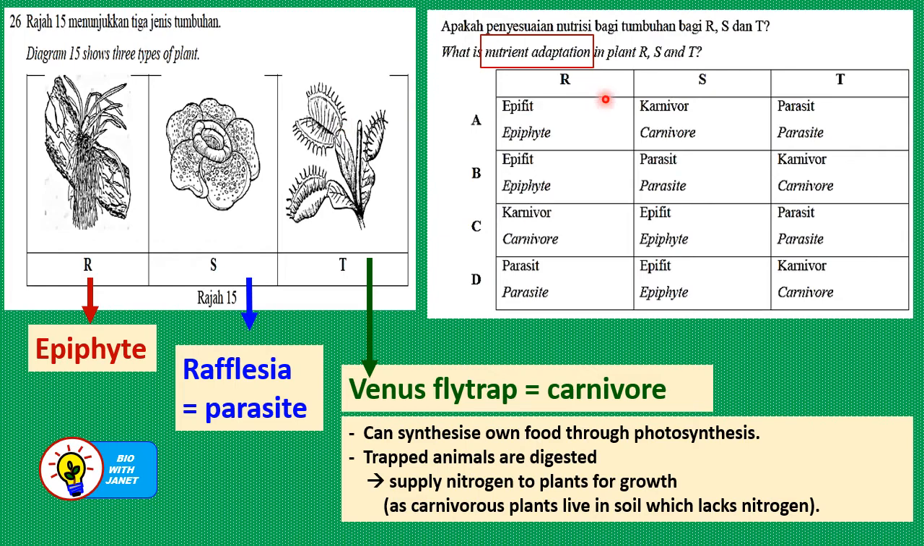So let's look at the choices here. So the answer is B, because it fits what we have discussed just now. R is epiphyte, S is parasite, and T is a carnivore. Carnivore is an organism that eats animals, such as insects, right, in this case, for the Venus flytrap.